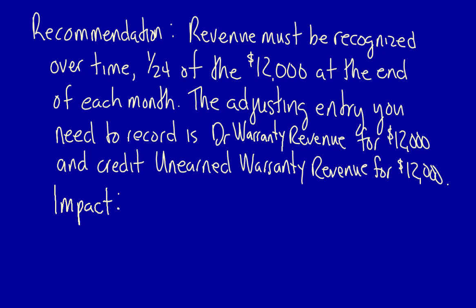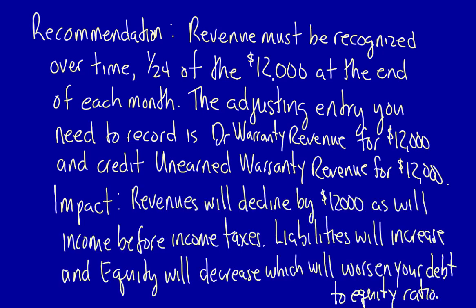They might also be concerned about the bank covenant. Assume the covenant is a debt-to-equity ratio. Immediately under your recommendation, indicate the impact of your recommendation on what the client considers most important. For instance, I might add something such as, impact: revenues will decline by $12,000 as well as income before income taxes. Liabilities will increase and equity will decrease, which will worsen your debt to equity ratio.